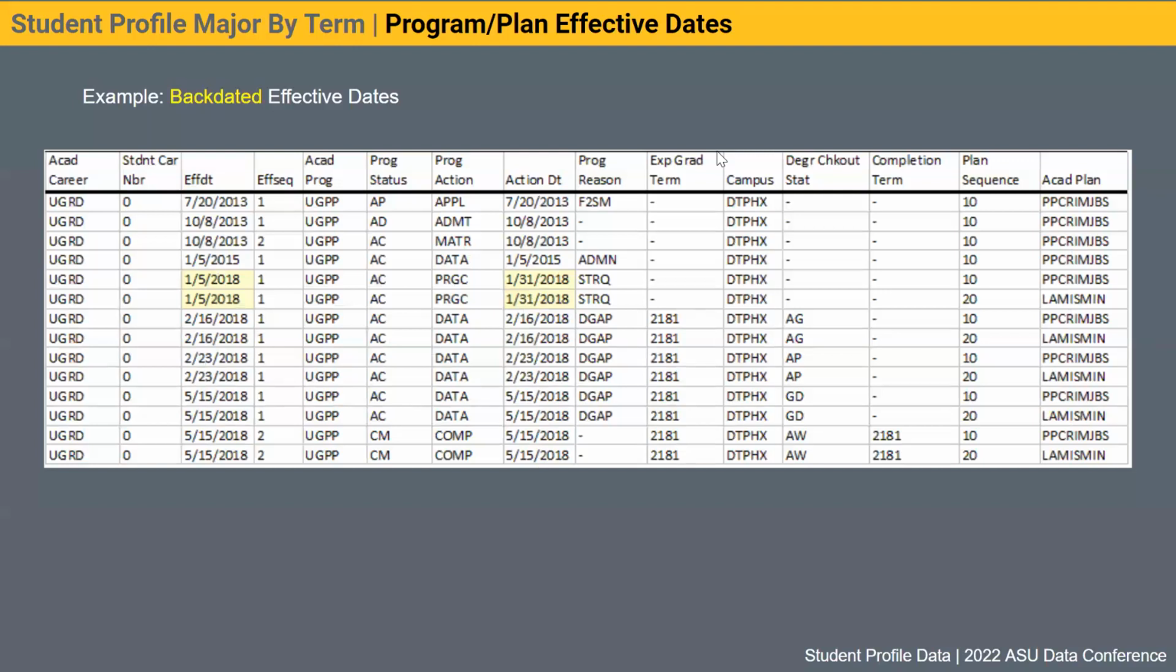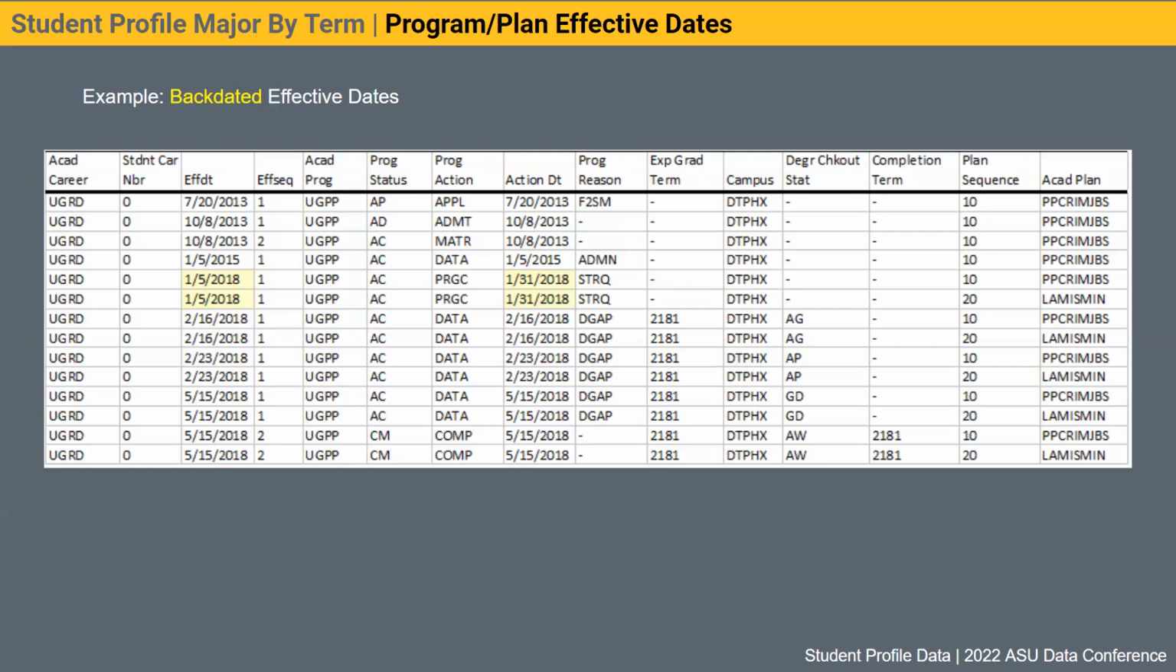So here's an example of another student where you can see they backdated it. On the rows that I highlighted on January 30, well, I'll go to the row above it. On January 5th, this student was in this major, PP, Crim, JBS, criminal justice BS, I guess. And then on January 31st, someone processed a major change. You can see the action is PRGC, that means program change. And what they did is they added a minor.